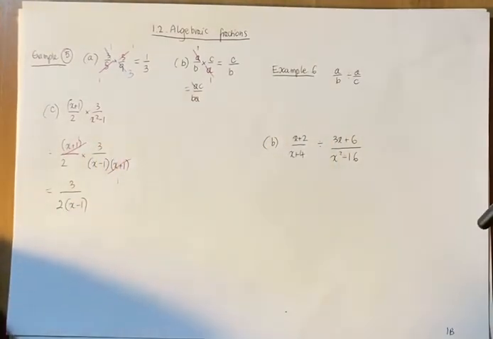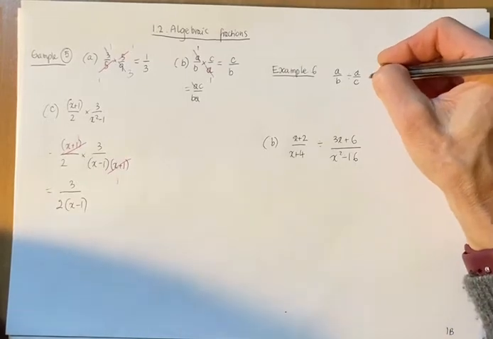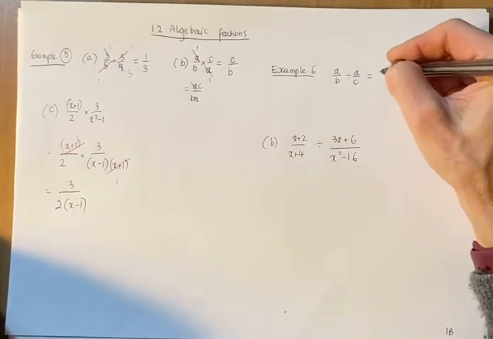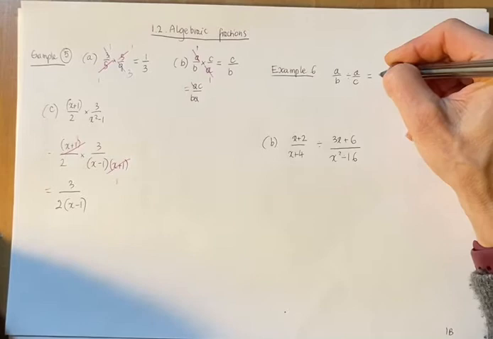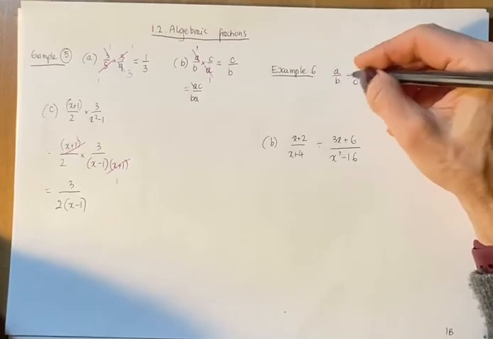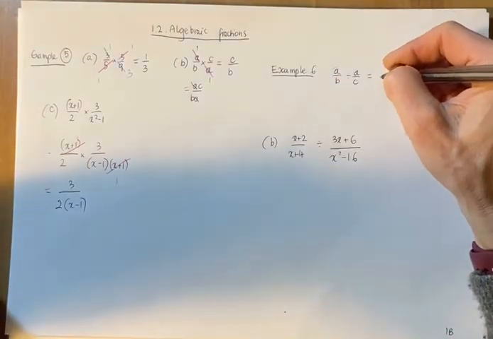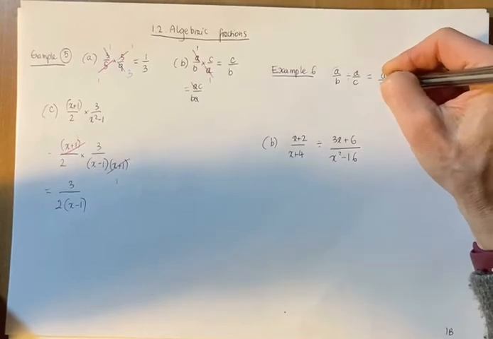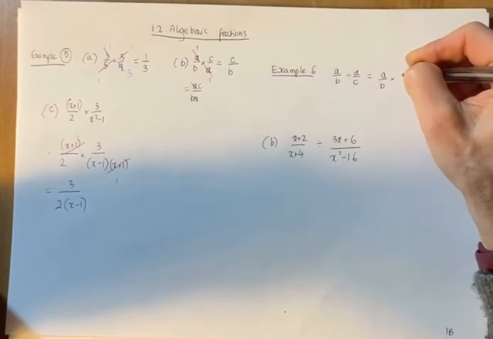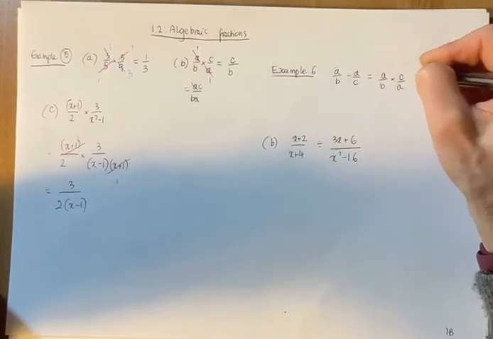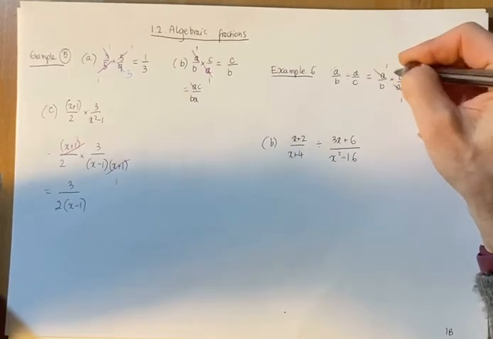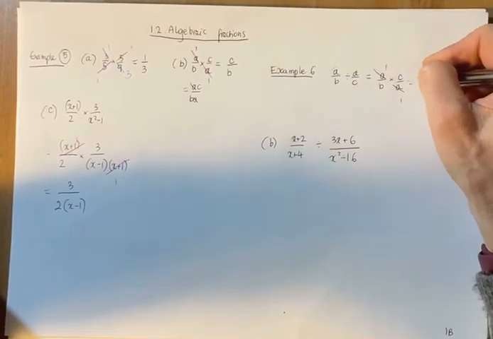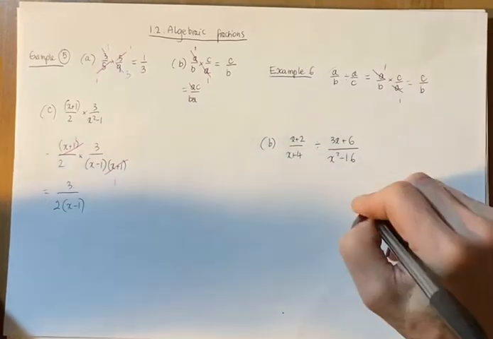In example 6, we are going to go through dividing. So it's a over b divided by a over c. To divide by a fraction means to multiply it by its reciprocal. So multiply by the second fraction flipped. So you've got a and a cancelled, and you've got 1 times c and 1 times b in the denominator.